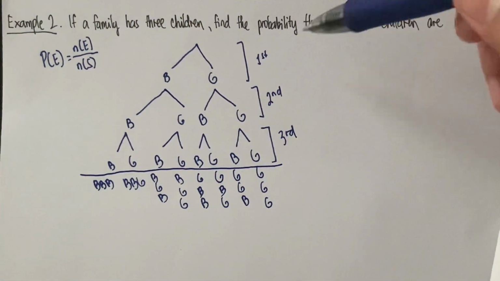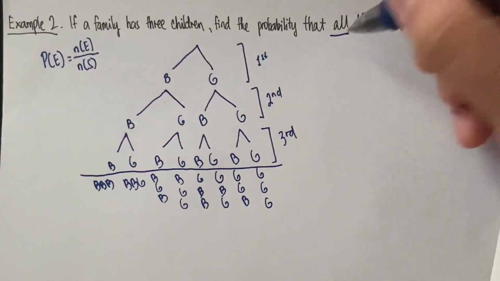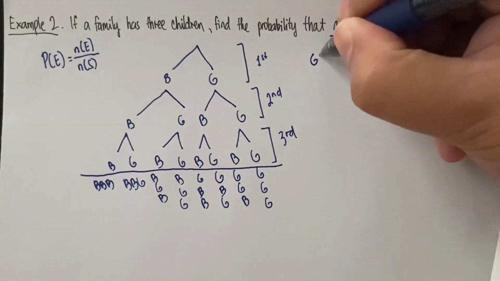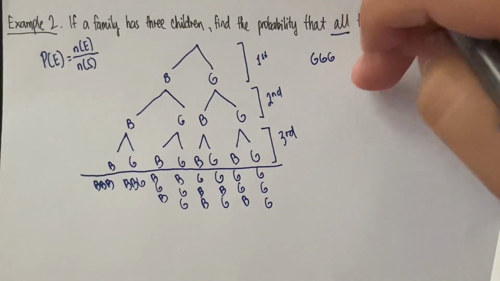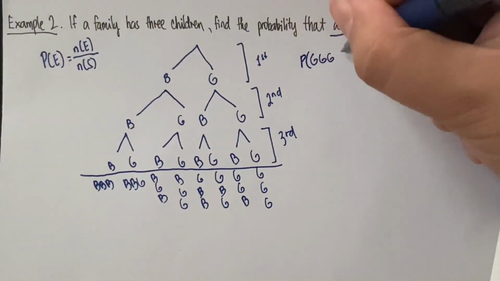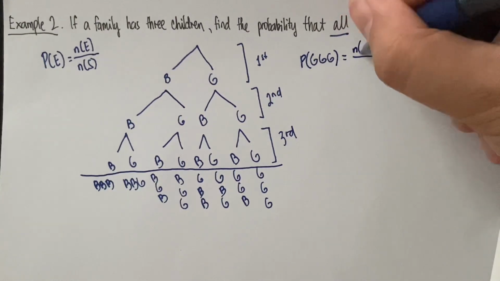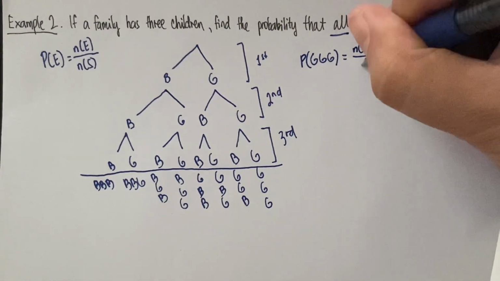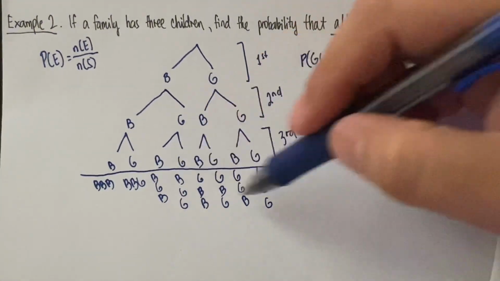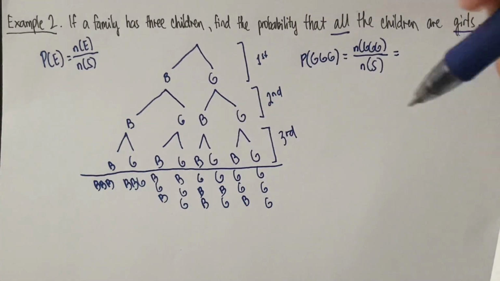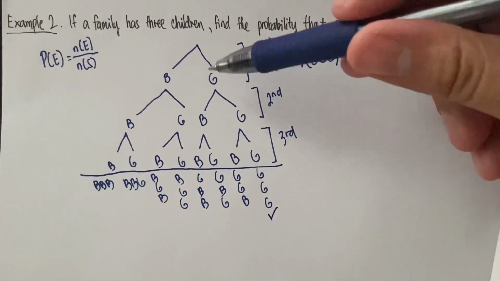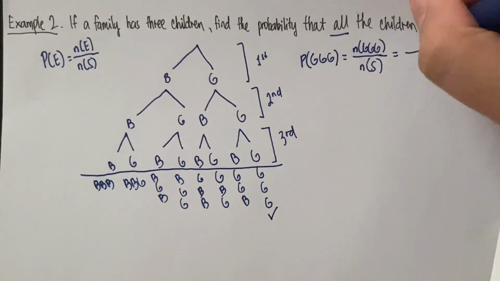Okay, so we want to find the probability that all children are girls. So for that to happen, we need to find the probability that all of them are girls right there. Since we want the probability, we're going to make use of this formula to get the probability of all girls. That's the number of outcomes that show all girls divided by the cardinality of the sample space. We can see by the list of all sample points right here that there's only one outcome that shows all girls, and this is the last item here.